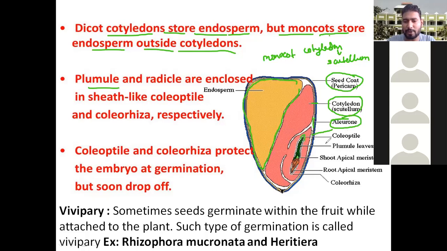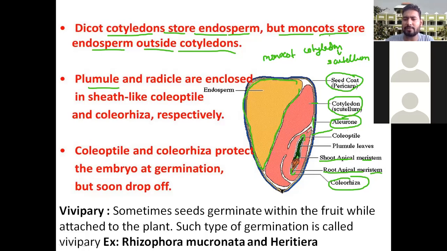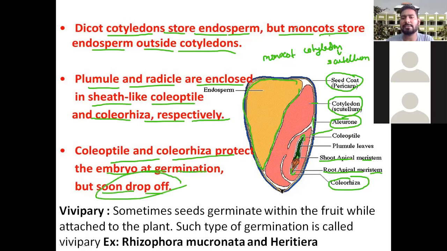Coleoptile covers the plumule, the shoot apical meristem (SAM), and coleorhiza covers the root apical meristem. Plumule and radicle are very short. You can see in this figure, in dicot they are big, but in monocot they are very short. So plumule and radicle are enclosed in sheath-like coleoptile and coleorhiza respectively. They protect the embryo during germination, but soon drop off when the seed germinates.